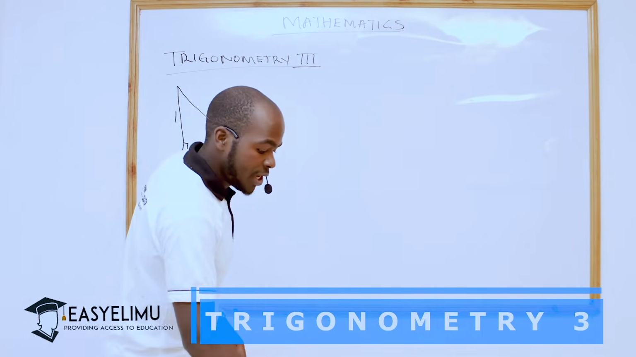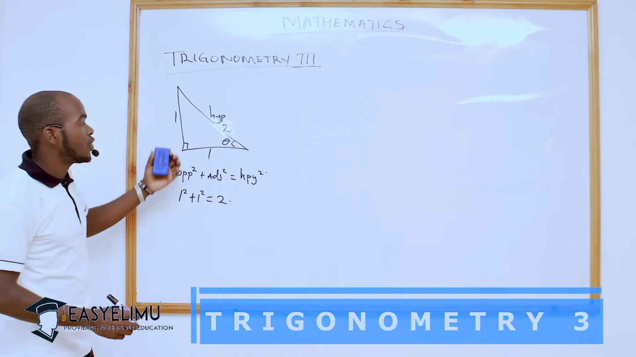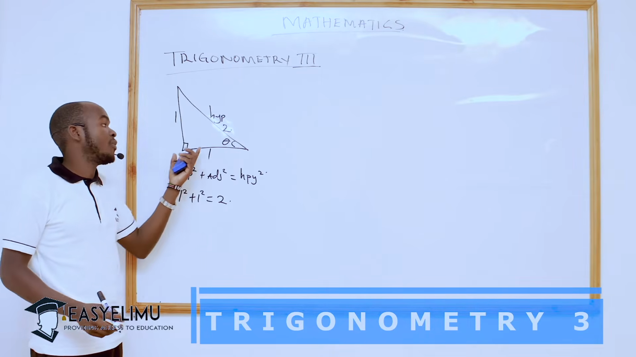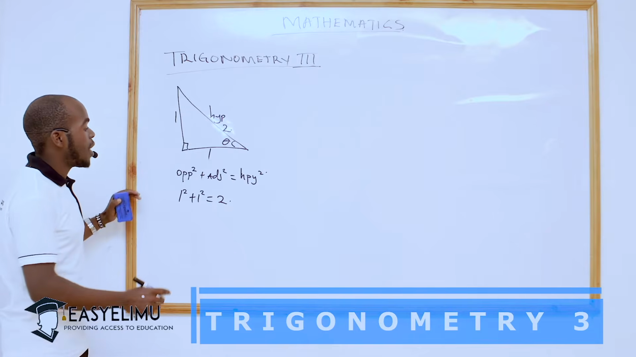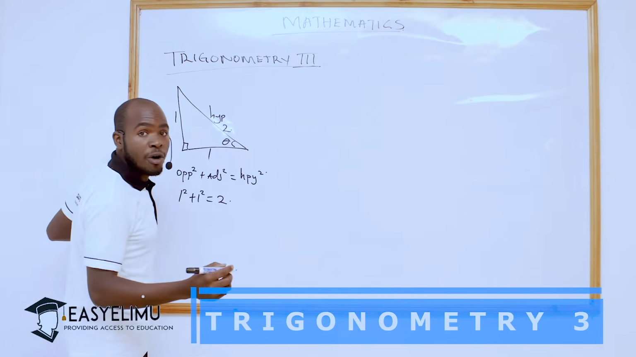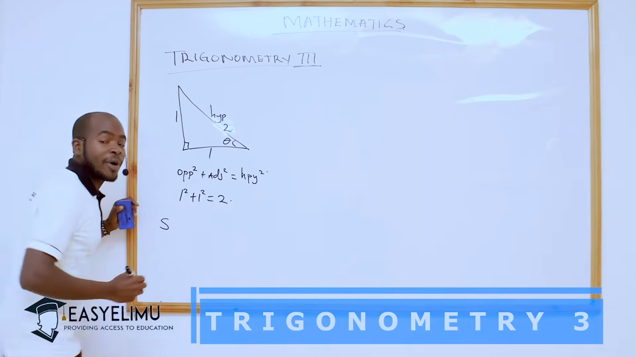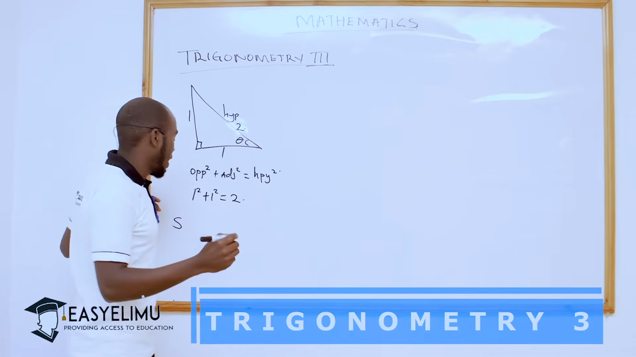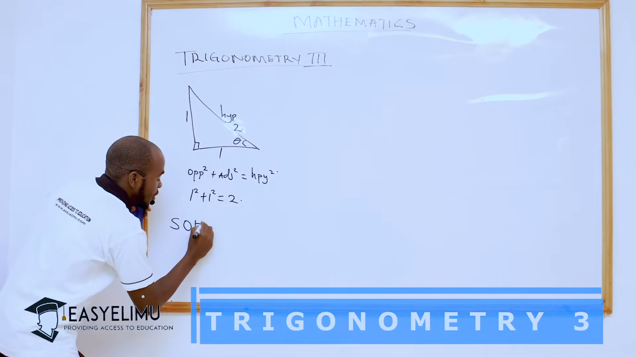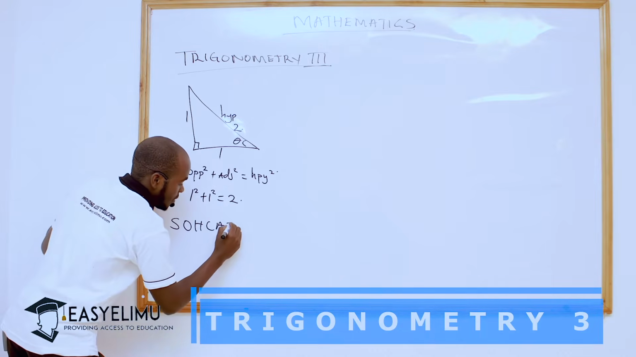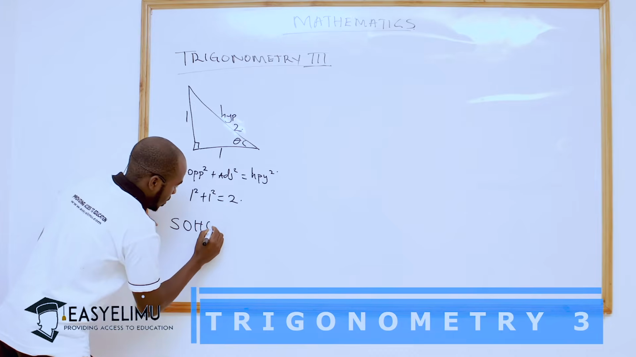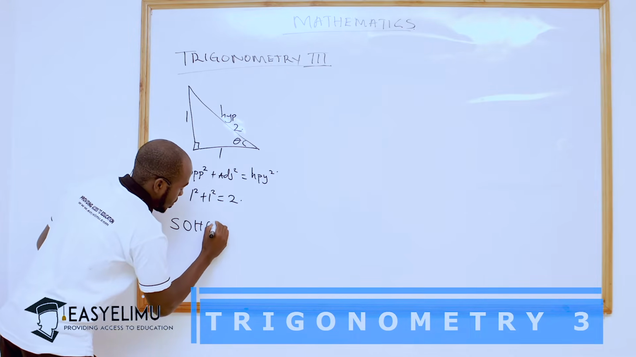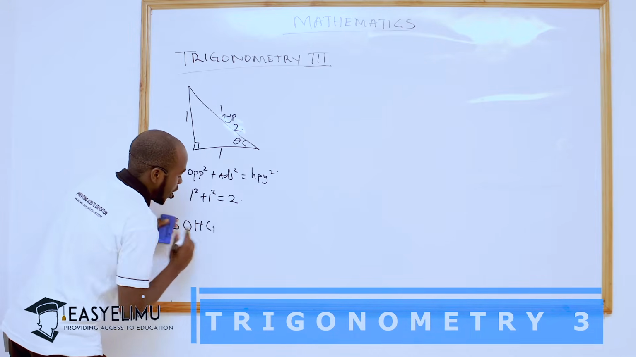In another way, we said we can also use these trigonometric ratios to find the sides of the triangle, whereby we can use a formula. In my school I was told by my teacher that we can use a formula known as SOHCAHTOA.